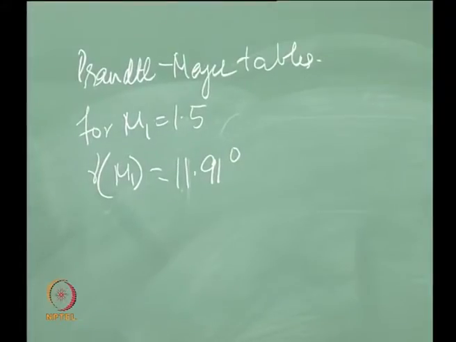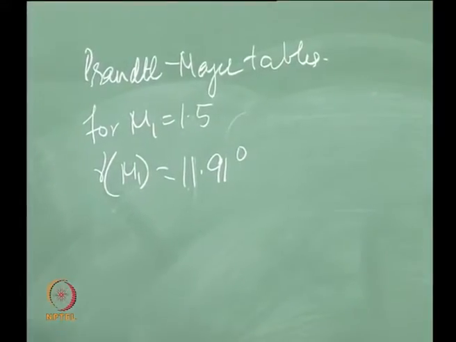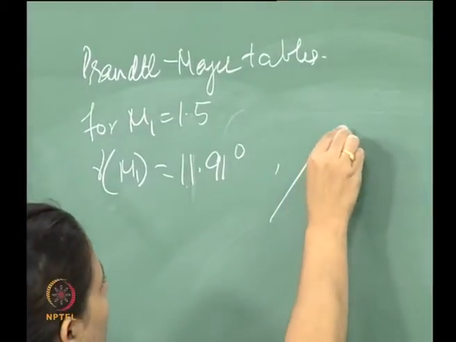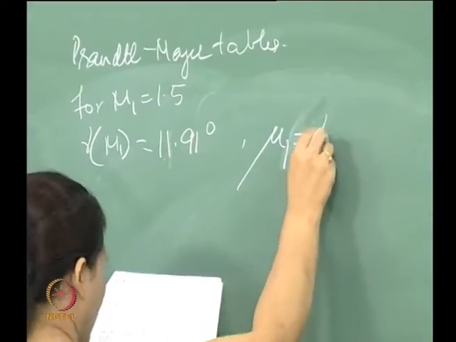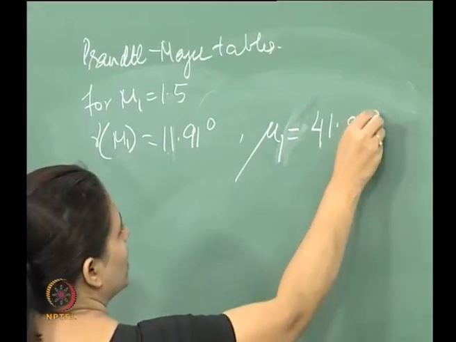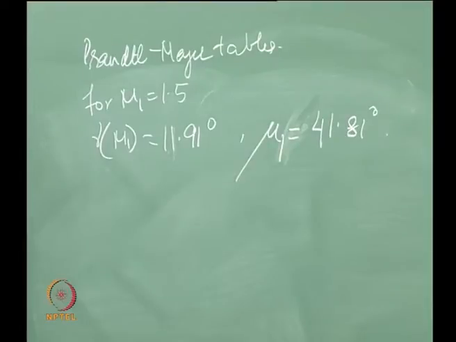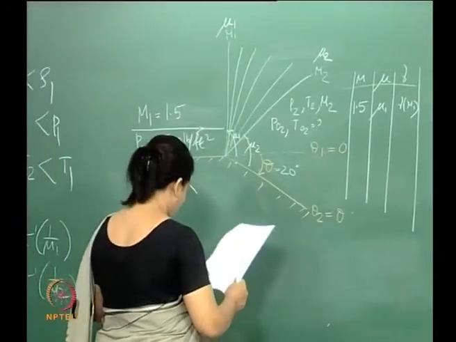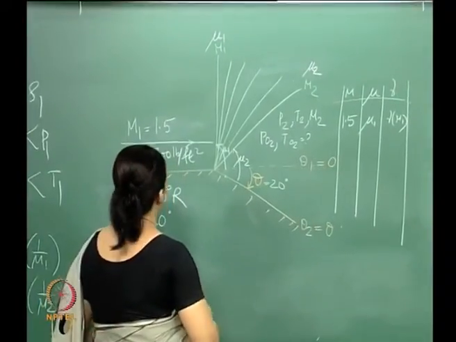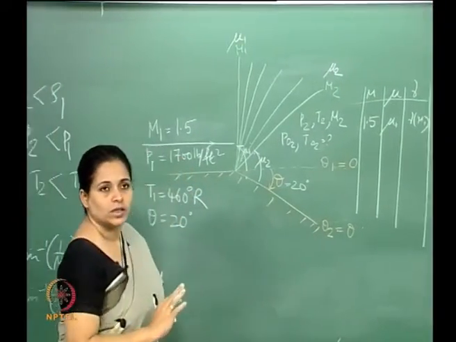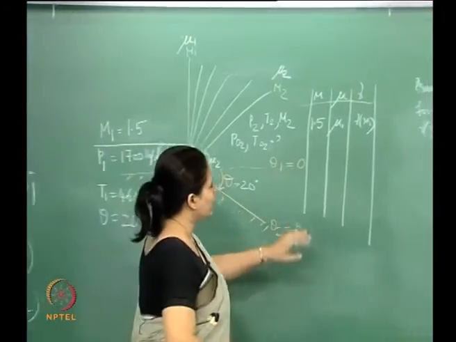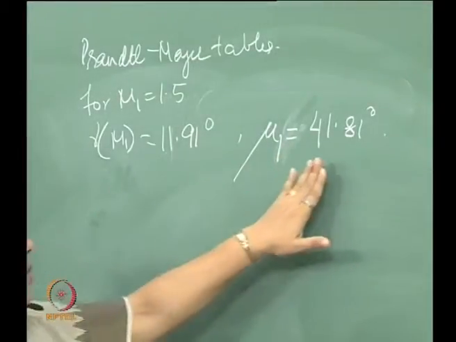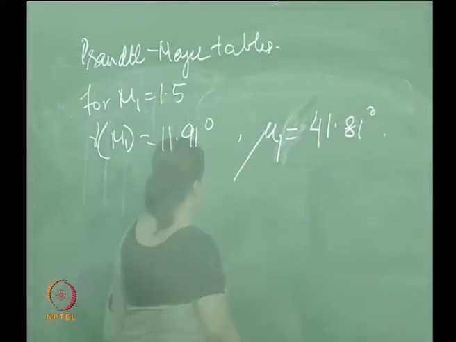Then we also get mu1, which is 41.81 degrees, which is around 42 degrees. Okay. So, now what do we do? That is all the information we will get at this point of time using Prandtl-Meyer tables. I can only find out the Prandtl-Meyer function and the Mach wave angle. Okay. What do we do now?